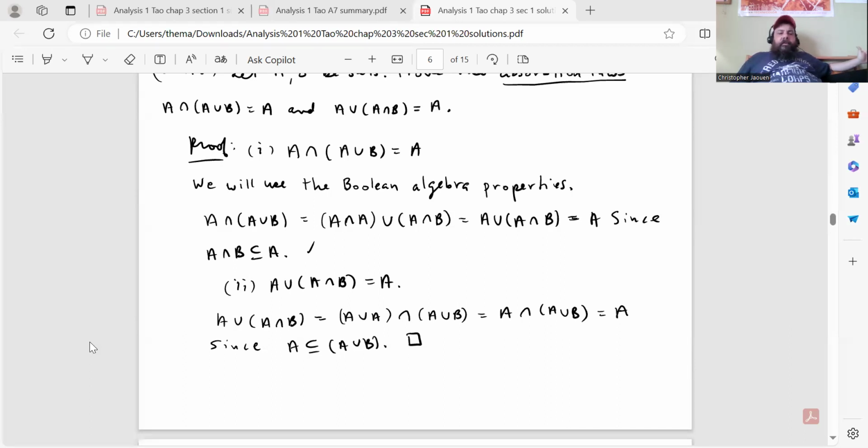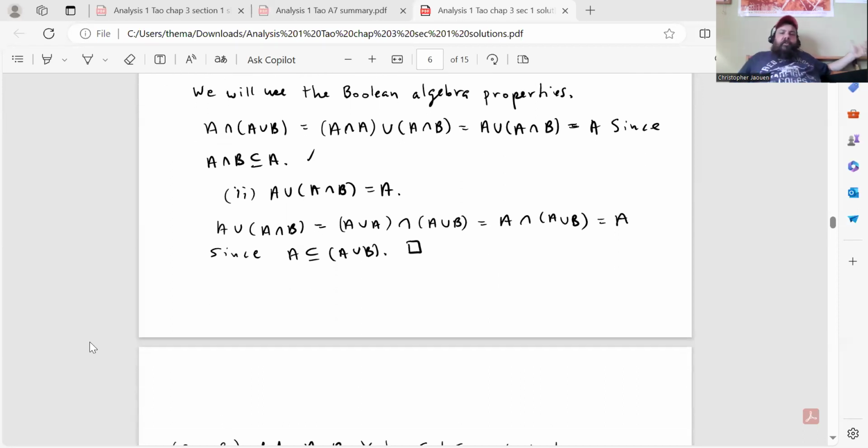Okay, so that proves that one. And say I did a similar technique for part 2. I just used the Boolean algebra: A union (A intersect B) equals A. All right, so here's the proof.